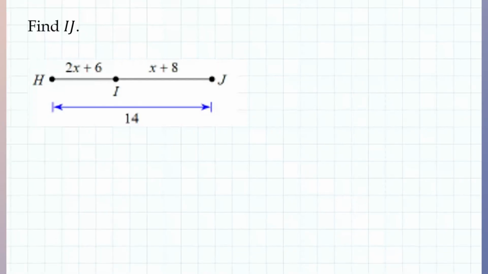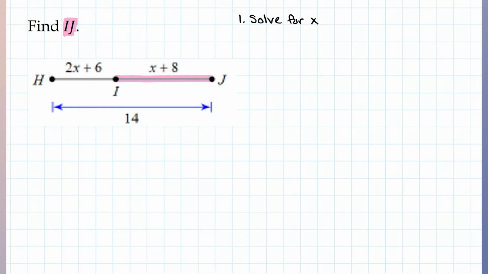Today we're going to be working with the Segment Addition Postulate. We are going to be using our segment addition to find the length of IJ. So IJ is right there. I like to highlight it so I remember which one I'm solving for. We're going to do this in two parts. Part one, we are going to solve for x.